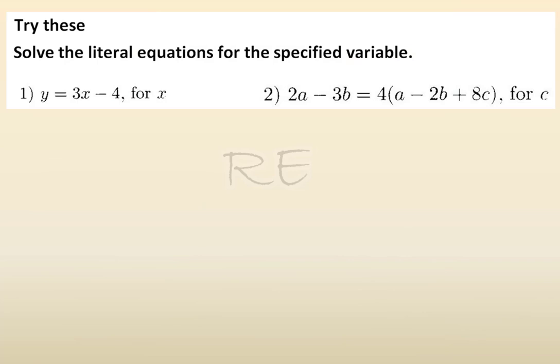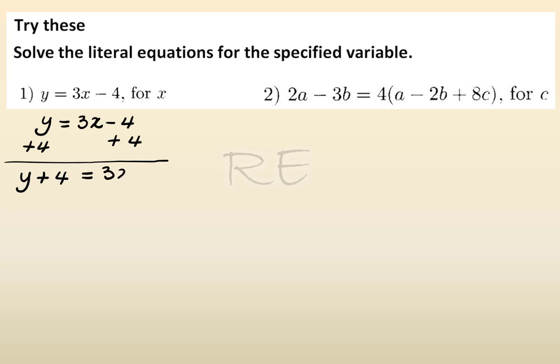Solve the literal equations for the specified variable. y is equal to 3x minus 4, and we're solving for x. We add 4 to both sides. y plus 4 is equal to 3x. Then we divide both sides by 3, which is the same as dividing each term of the other side by 3. We obtain x is equal to 1/3 y plus 4/3.